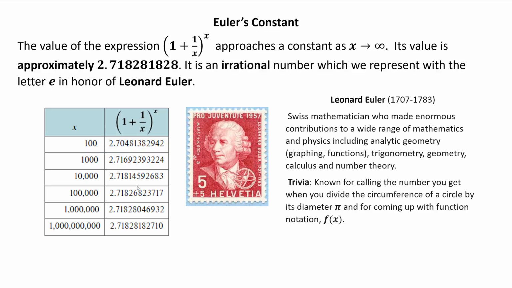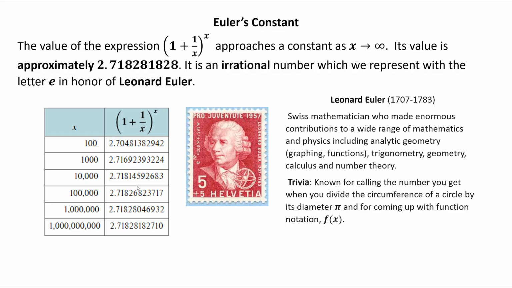Okay, Euler's constant. What is that? The value of the expression 1 plus 1 over x, that quantity raised to the x power, approaches a constant as x approaches infinity. Its value is approximately 2.718281828, and we represent it with the letter e in honor of Leonhard Euler, who was one of the greatest mathematicians of all time. He lived in the 18th century, 1707 to 1783.